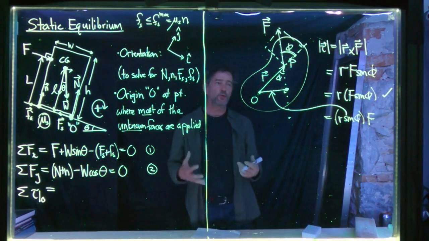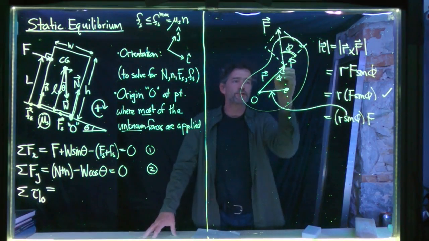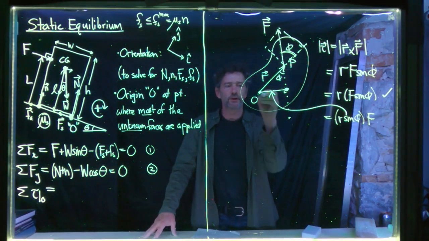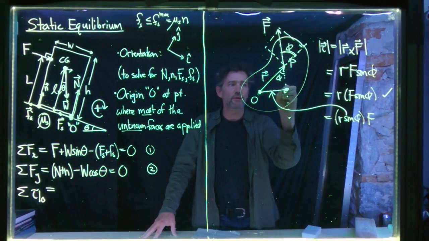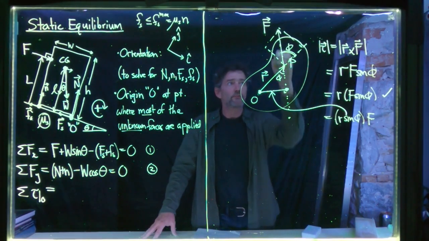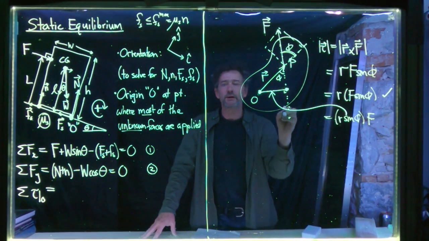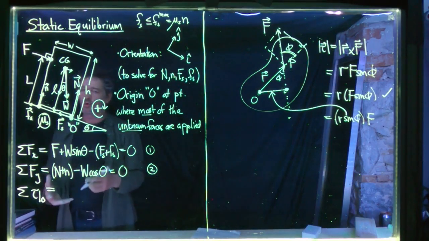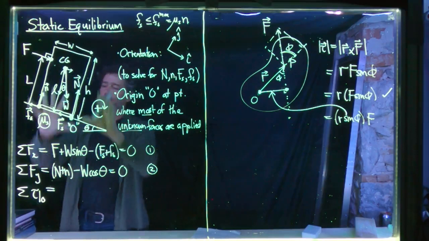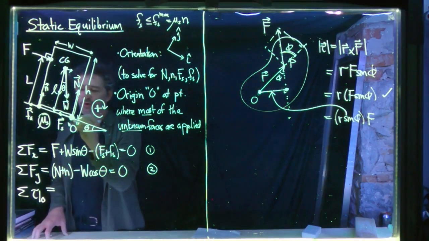The key point is, I've got a force that's being applied to a rigid body. It's exerting a torque about this point, and that torque would be the same whether I applied the force there or there or there. So find a point where it's super convenient and easy to calculate. What we need to do is work out the torques that all these various forces exert about this point O.